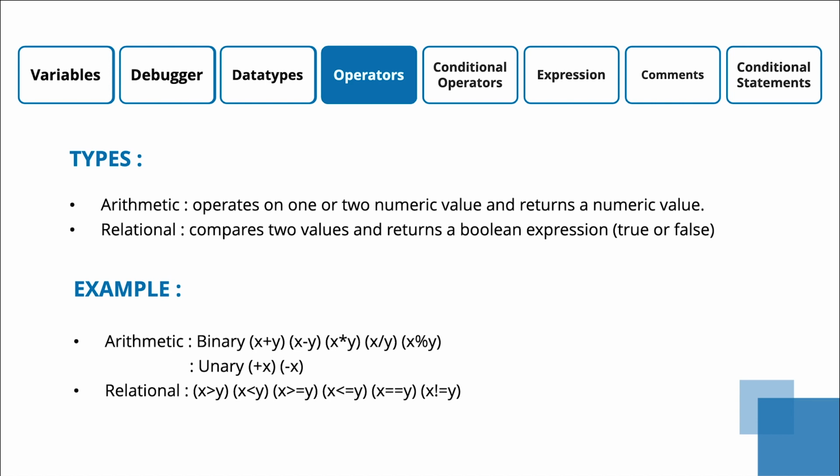Now relational, of course, we have the greater than, the less than, the greater than or equal to, and the less than or equal to, right? Now x equal to y means x exactly equals y, and we can check that. And if it says x exclamation point equal to y, it means x is not equal to y.